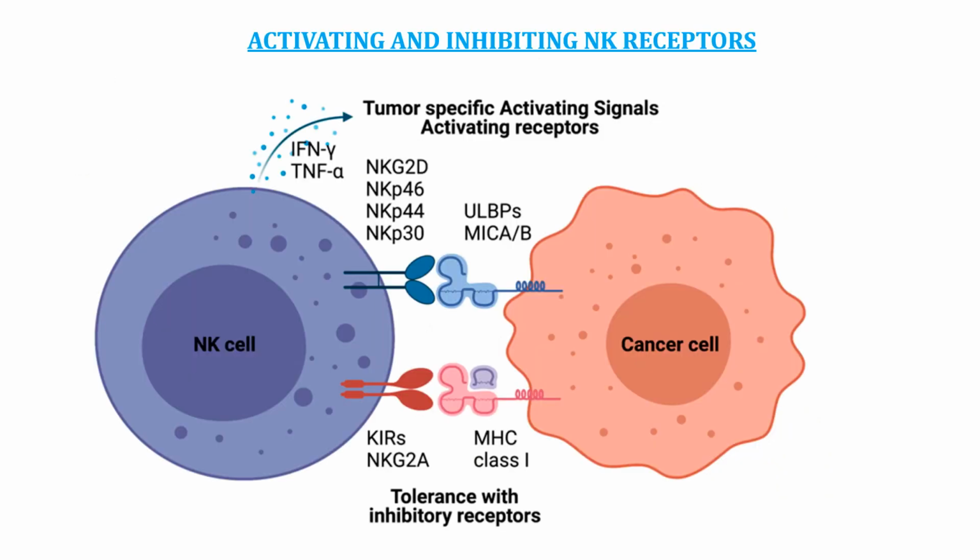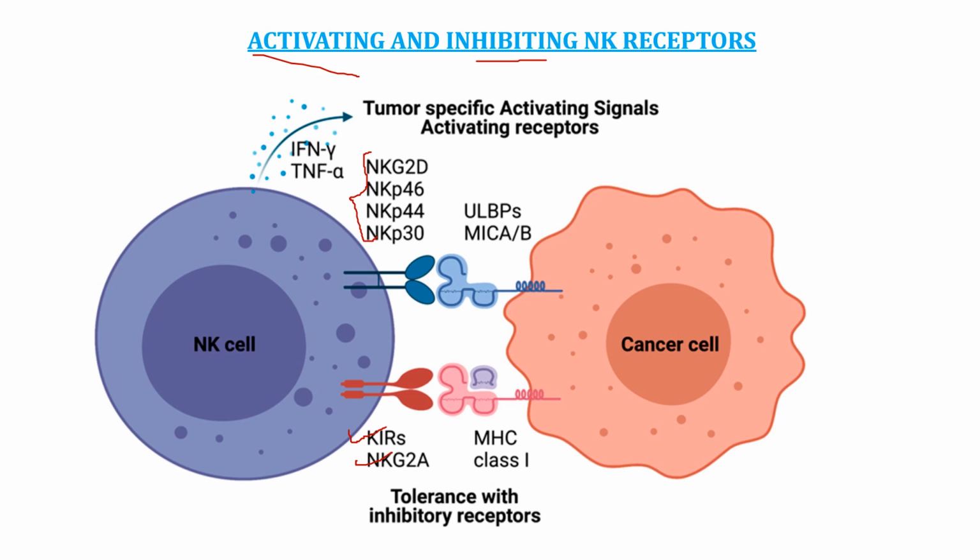Now the NK cell receptors, particularly the activating and inhibitory receptors, are the main functional receptors. The inhibitory receptors here are the KIRs and NKG2A, and the others are the activating receptors. First, KIRs and NKG2A bind to the MHC class 1 and block the NK cell activities.